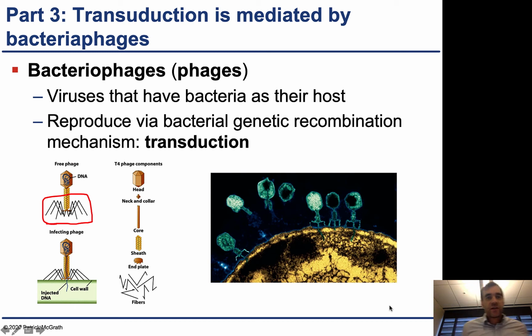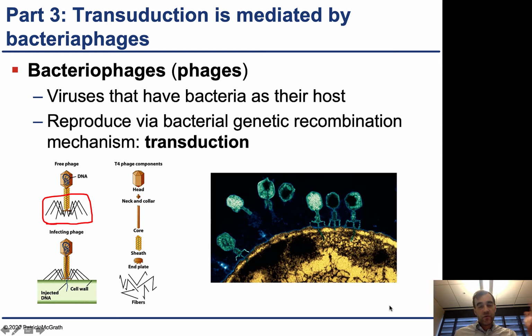Okay, we're going to finally cover the process of genetic exchange called transduction. Transduction is the third way that genetic exchange can occur between different bacteria cells. This process actually relies on bacteriophages. Bacteriophages are viruses that have bacteria as their host.